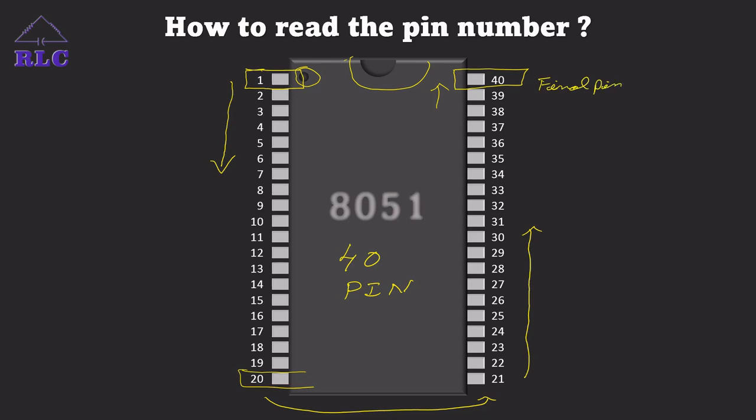So we can see the left top will be pin number 1, then the left bottom will be pin number 20, then the right bottom will be pin number 21, then the right top will be pin number 40. This is how we read the pin numbers in the 8051 microcontroller.